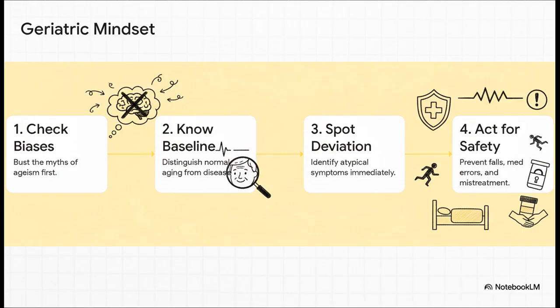And this is how it all comes together. This is the complete mindset. You start with yourself by checking your own biases. Then you figure out the patient's normal, their baseline. Once you know that, you'll be able to spot any deviation, any of those atypical symptoms we talked about. And as soon as you spot it, you act to keep them safe. It's a simple, powerful process.